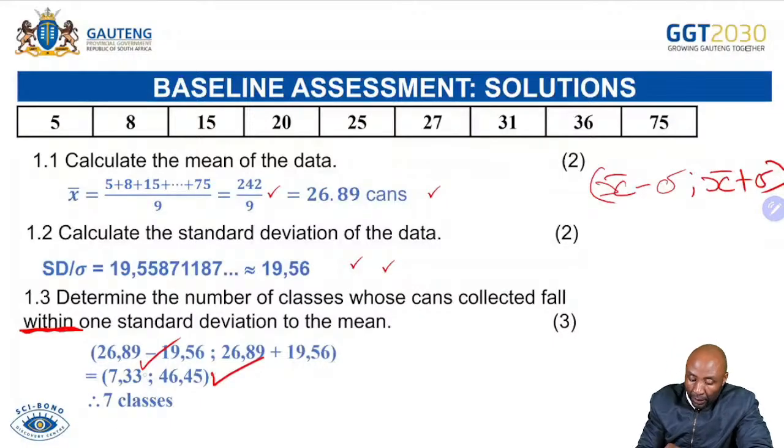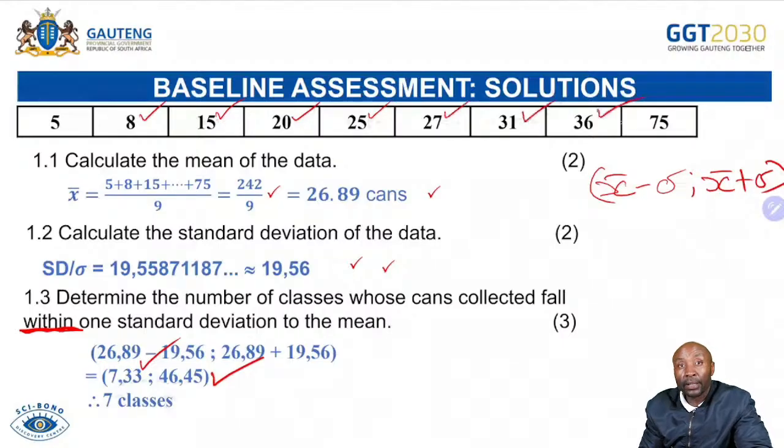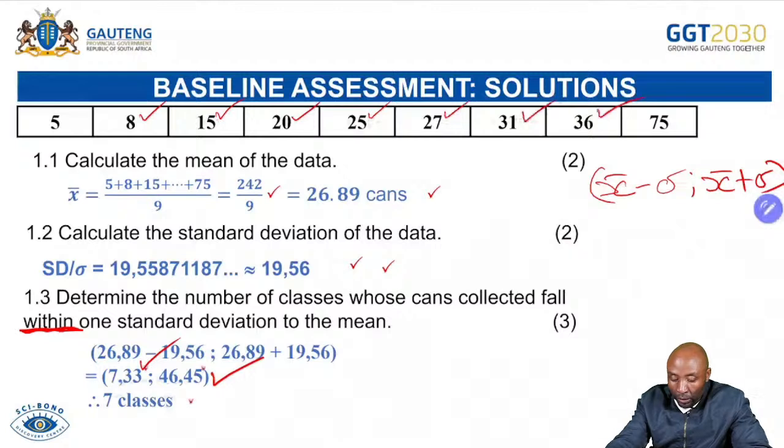And then if you check, all these fall within it: 15, 25, 27, 31, 36. It's between 7.33 and 46.45. Therefore, we are able to count 1, 2, 3, 4, 5, 6, 7. So the number of cans collected by 7 classes fall within 1 standard deviation to the mean.